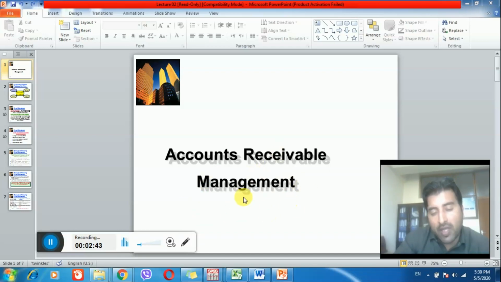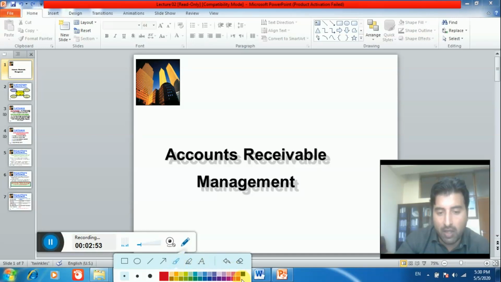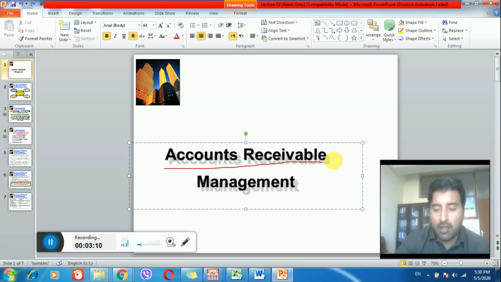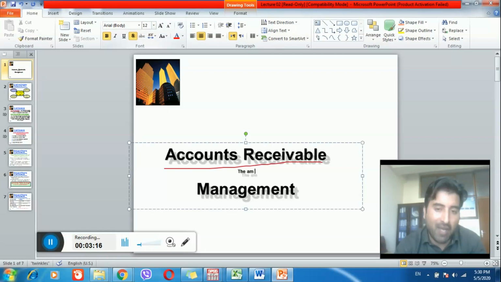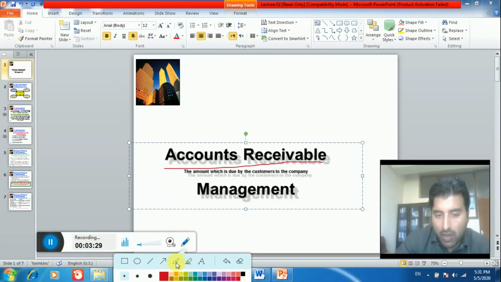Before going into the depth of the topic, you must know what accounts receivable is. Anybody who can tell me what accounts receivable is? I'm sure you did not forget it. Let me tell you. Briefly, it is the amount which is due by the customers to the company. Here is the company and customers, and here is the amount.